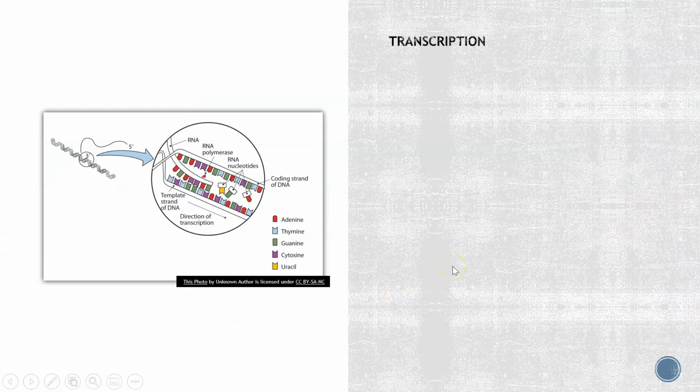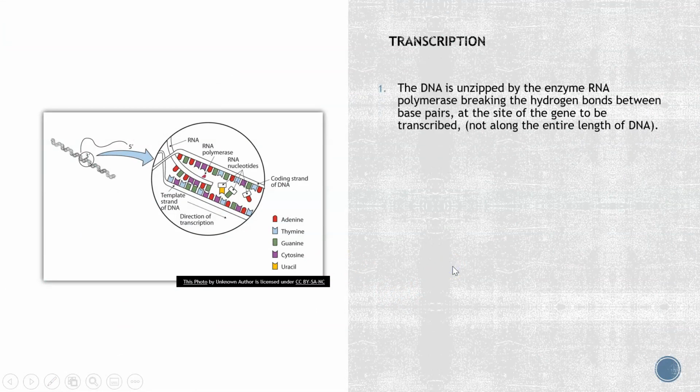Okay, let's have a bit of a look at transcription a little bit deeper. So DNA is unzipped by the RNA polymerase. The RNA polymerase here has got quite a few jobs. It's breaking those bonds and unzipping. In DNA replication, we had helicase unzipping.